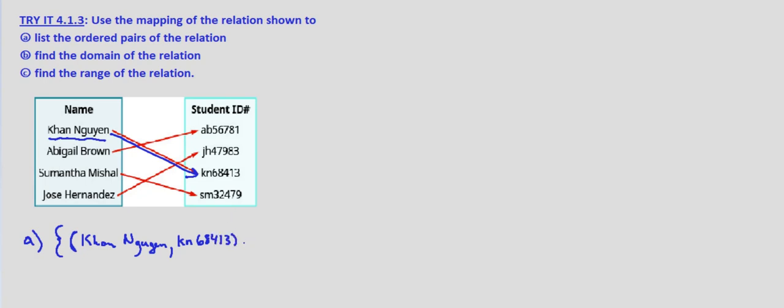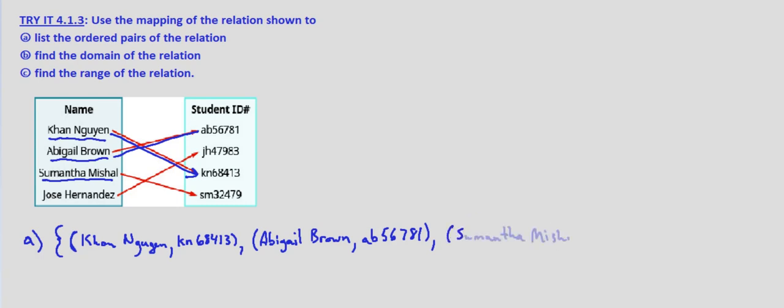And then we go to our next ordered pair, which we have Abigail Brown. And then follow that to the corresponding output, AB56781. The third is Samantha Michal. So that will be our next x coordinate. We follow that to the corresponding output, which is SM32479. It looks like I'm going to run out of room, so my big long string didn't work, so I'll put it just below it.